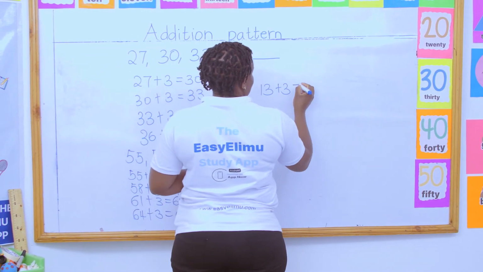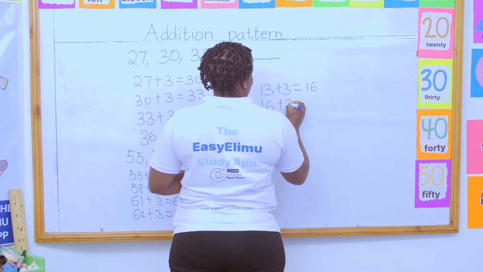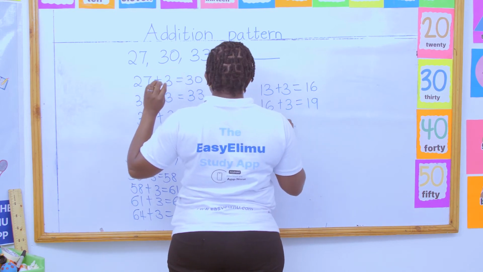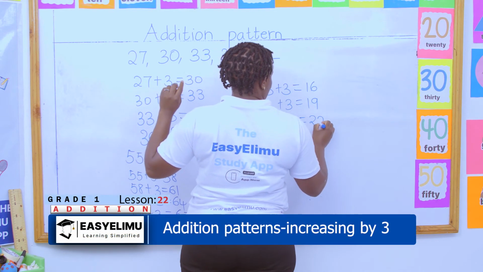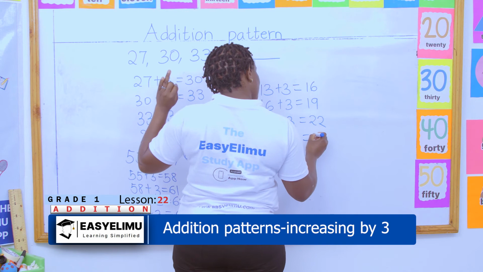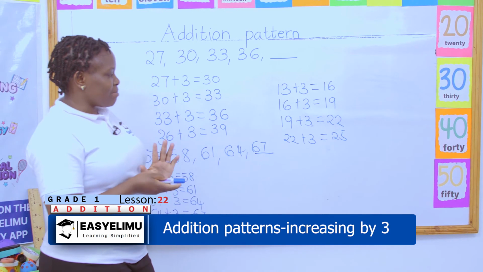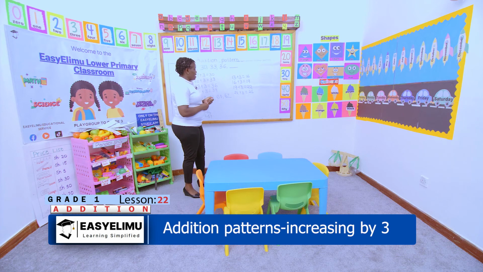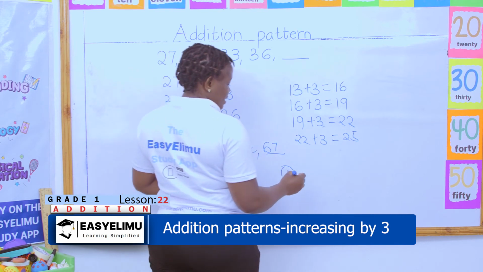So you just go and say 13 plus 3 will be 16. Then 16 plus 3, we go 16, 17, 18, 19. Then 19 plus 3 gives you 19, 20, 21, 22. Then 22 plus 3 gives you 22, 23, 24, 25. So the next missing numbers will be 16, 19, 22, and 25. Now, this is the work you're going to carry home and do with your parents.